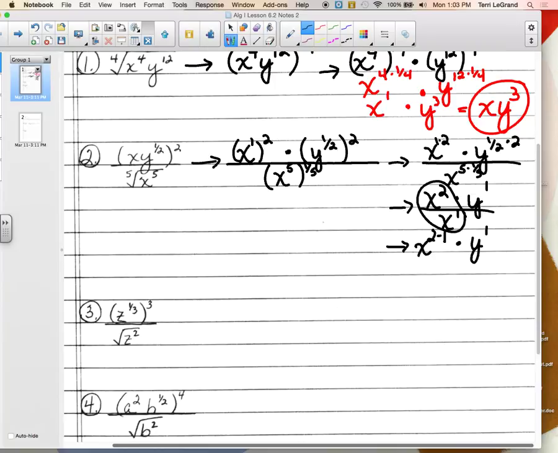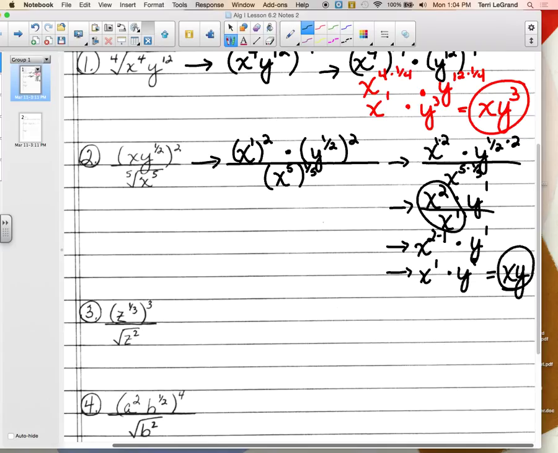So what do we end up with? X to the 2 minus 1 power becomes what? X to the 1st power. And y to the 1st is y to the 1st. And now we'll clean it up. Cleaned up, our answer will be xy. We do not need our exponents of 1. We do not need our multiplication dot. Our answer is xy. And it's in alphabetical order. Questions on that one at all?